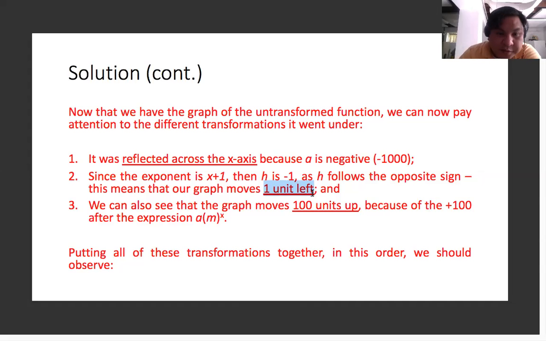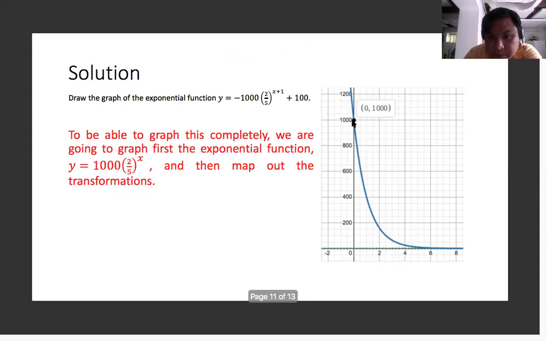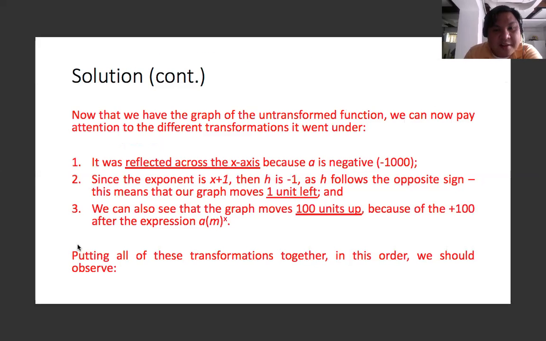So first, it reflects. We expected the A to be at negative 1,000, but it also moves 1 unit towards the left. So instead of being at 0 and negative 1,000, the A here would move to negative 1 and negative 1,000, which is logical. Everything else also moves. So that's pretty much okay still.